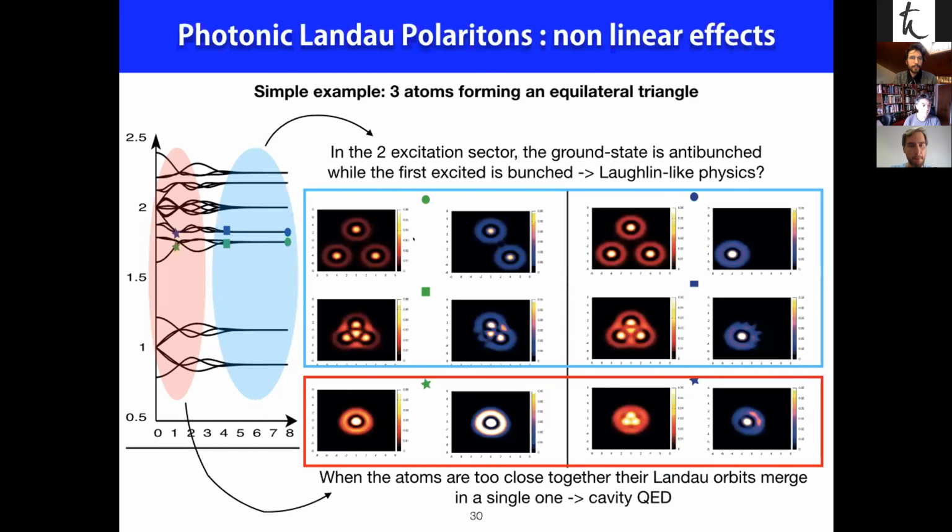So these states here, for instance, here we see an example of the photonic density. They scale like a Gaussian. They have a Gaussian envelope, which is multiplied by Laguerre polynomials. So they really scale like hydrogen atom orbitals, basically.